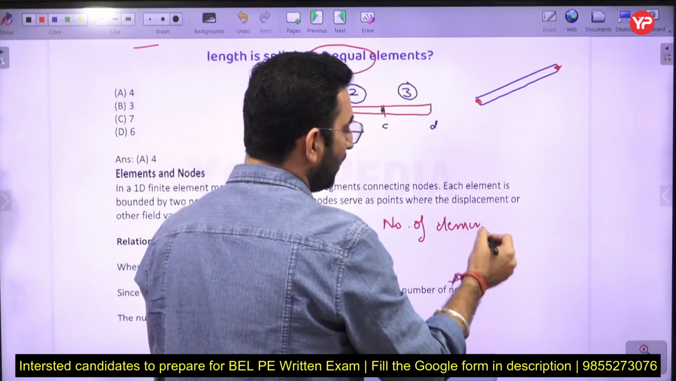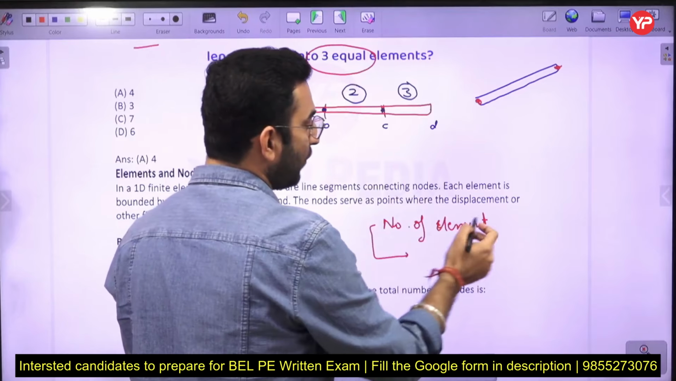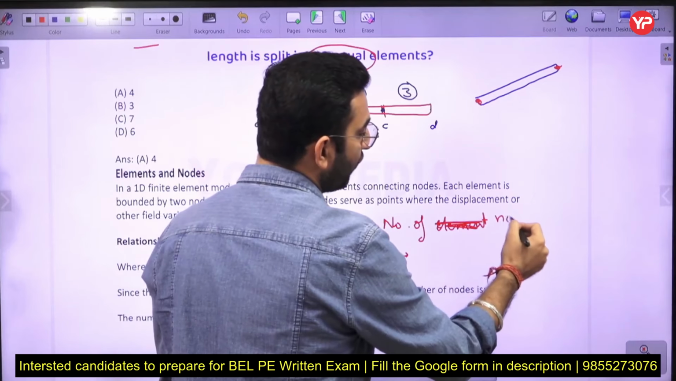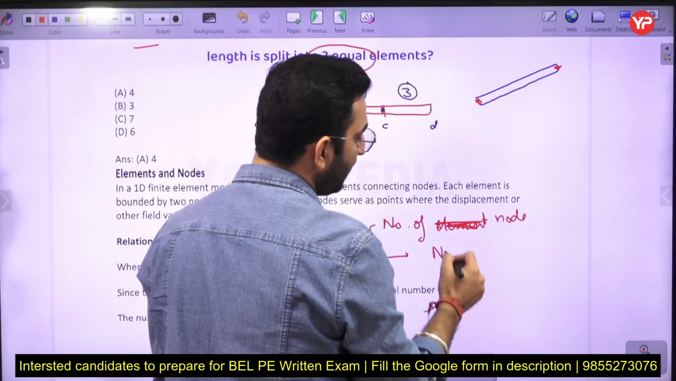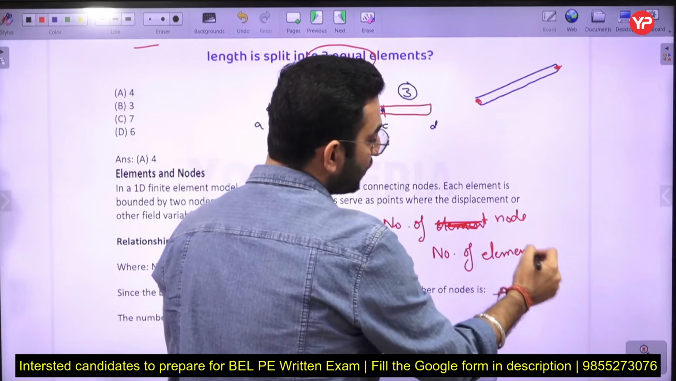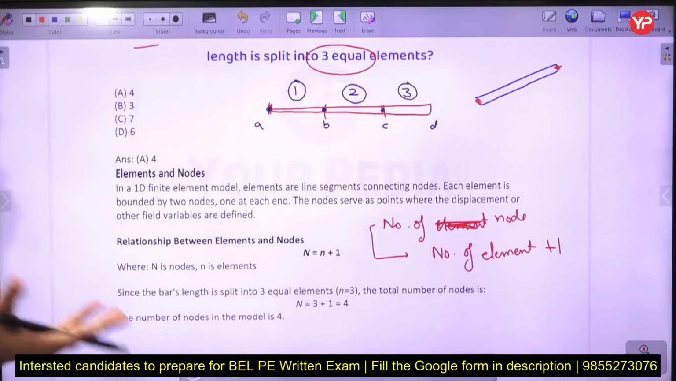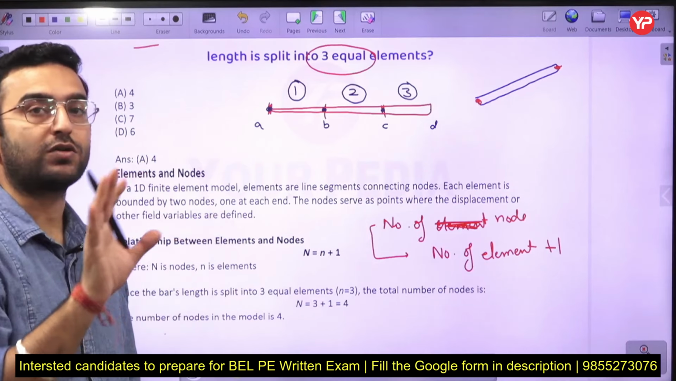So you can see the number of nodes is going to be equal to number of elements plus 1. So let us suppose if you are representing it with 5 elements, in that case how many nodes are going to be there? 6 nodes are going to be there.